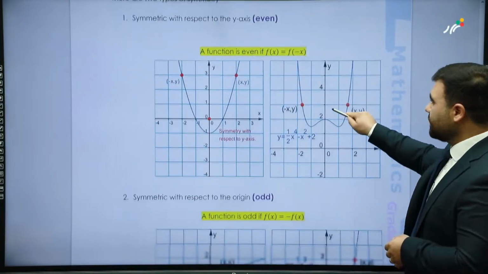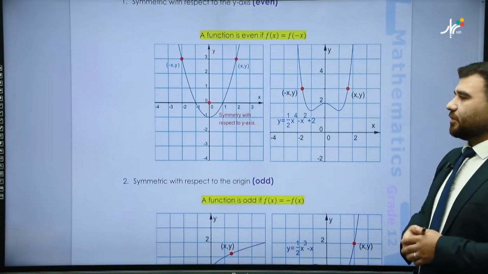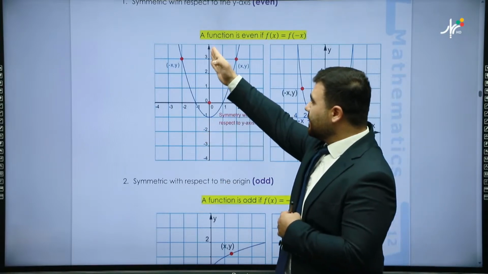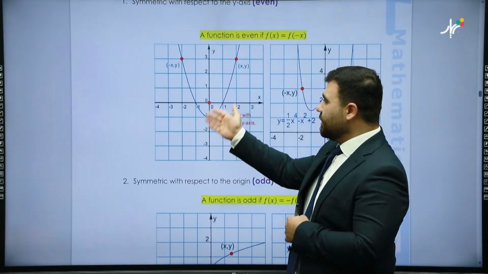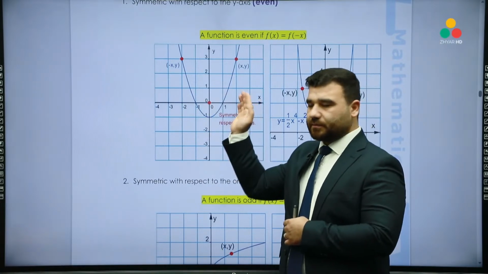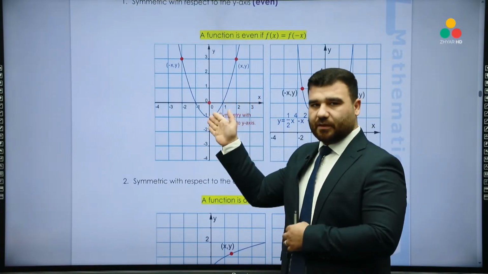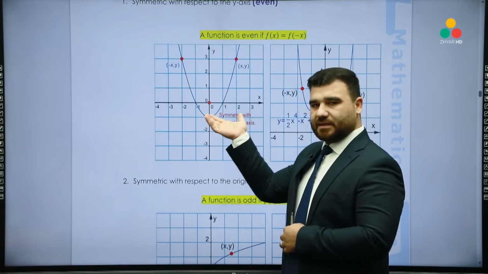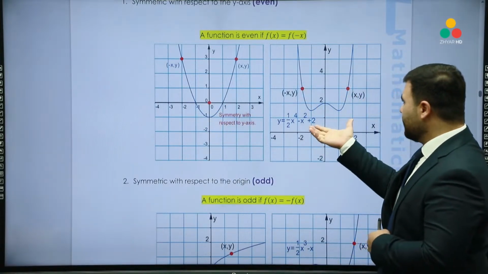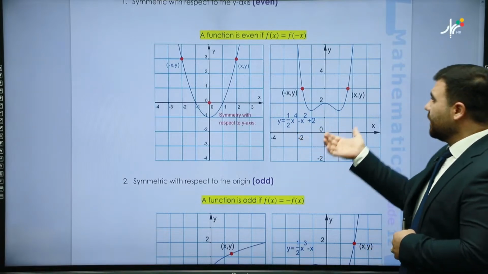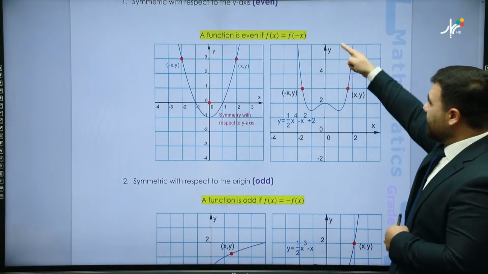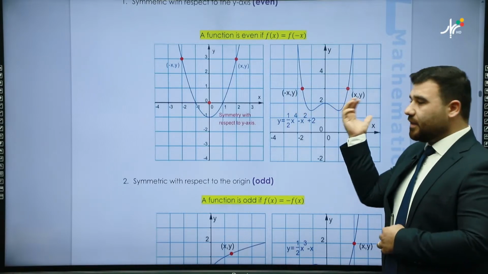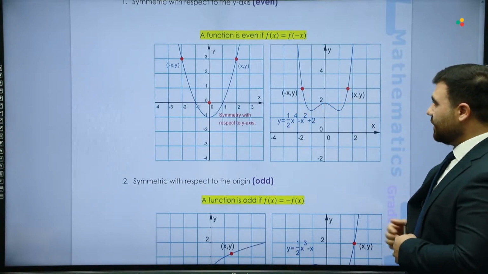We have two examples for even functions, or functions symmetric with respect to the y-axis. If we look at this example, the y-axis cuts the graph into two identical pieces. This means this graph is symmetric with respect to the y-axis. At the same time, this graph is even. This one is x to the power 4. It looks like a W shape. Again, the y-axis cuts the graph into two identical pieces, then the function is even.